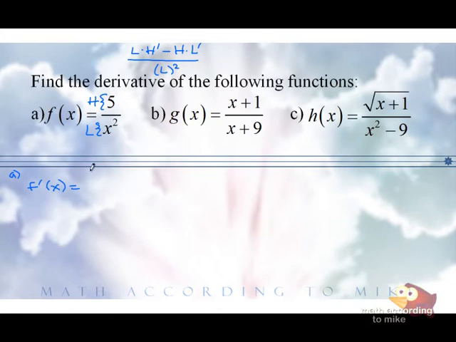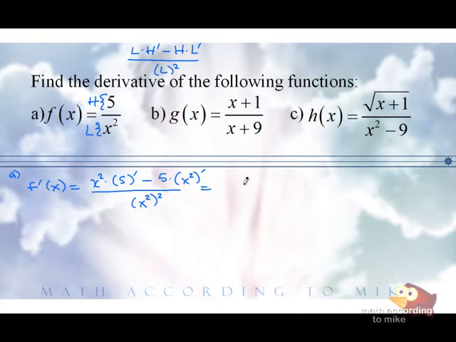So writing it out with primes, we're going to have low times the derivative of high minus high times the derivative of low all over low squared. Just like before, if you want to go right to it, go right ahead. Not just yet.